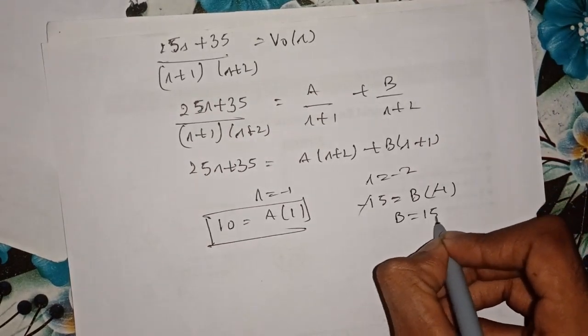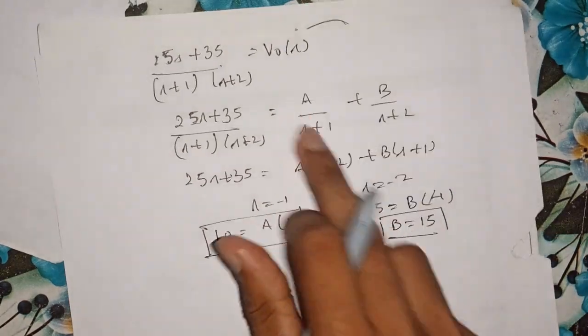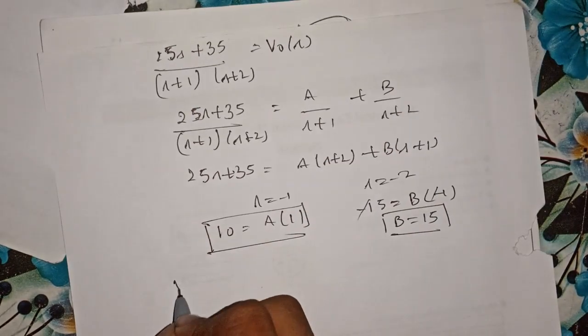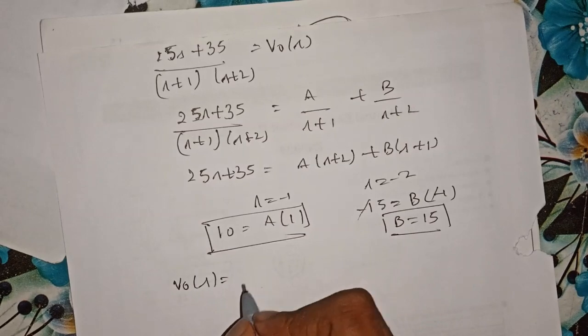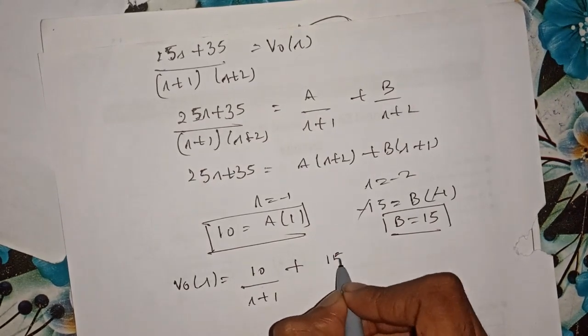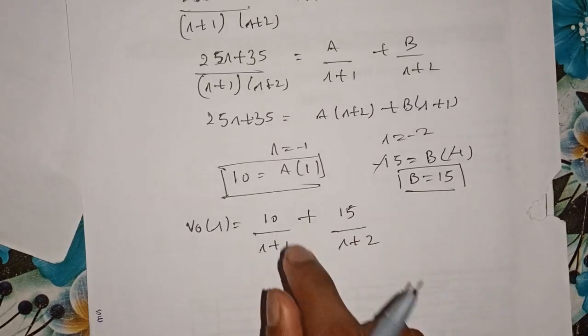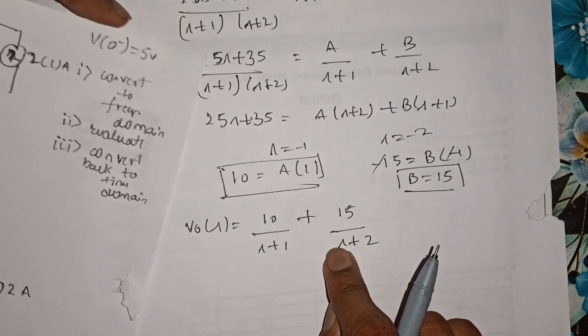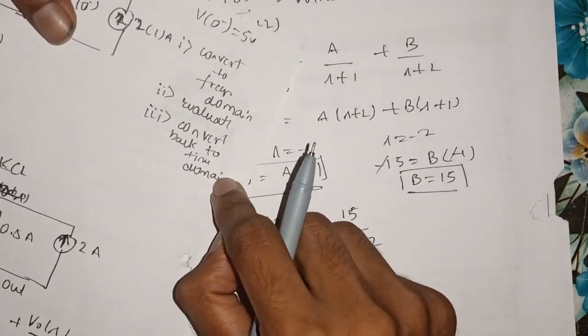I will be remaining with the value of B equal to 15. So I'm replacing this term as V0 of S, which is equal to 10 divided by S plus 1 plus 15 divided by S plus 2. Now I evaluated the second step, which is the evaluation. I have done the evaluation, and now I convert back into time domain.